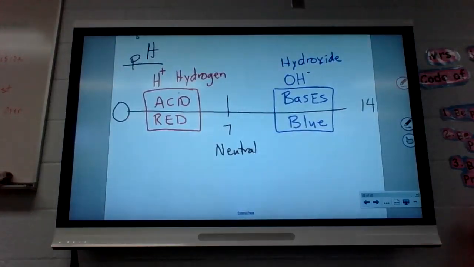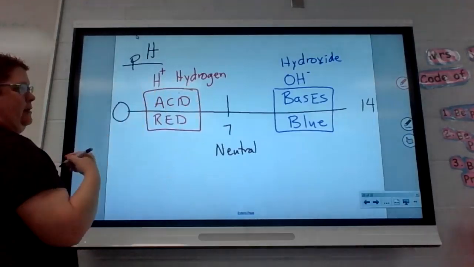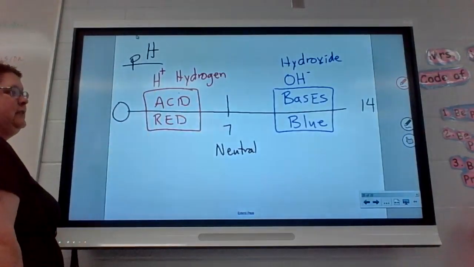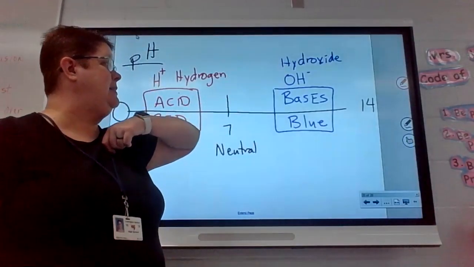If you know that, you can answer any question on acids or bases on the test. It's that simple. Hydrogen or H is an acid. Acids are red between 0 and 7. 7 is neutral. Hydroxide or OH is a base.